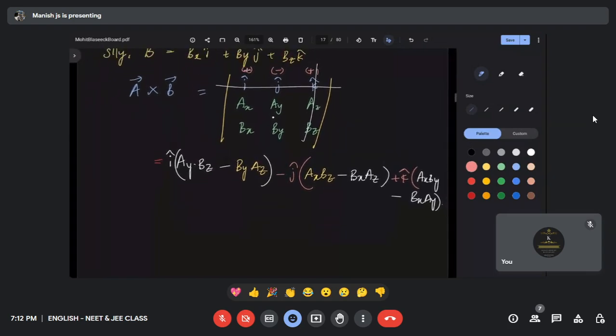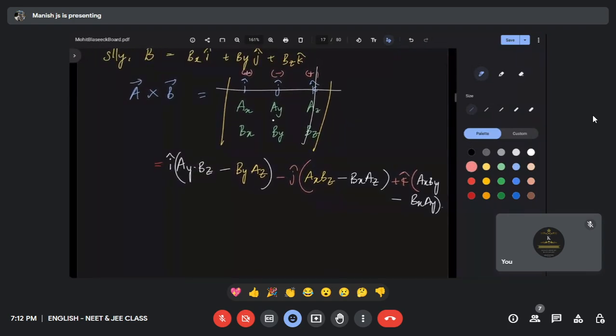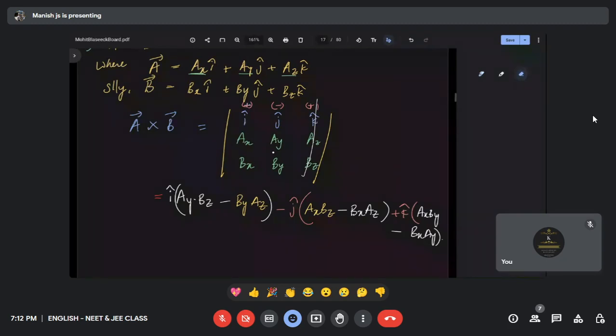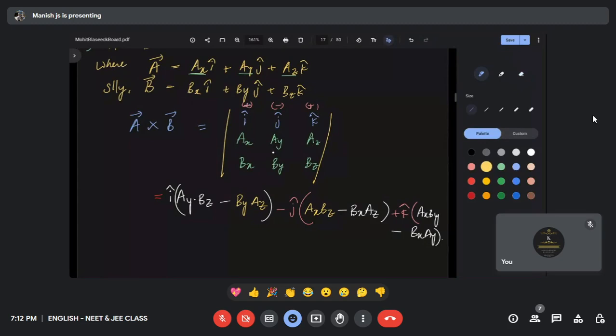So this is how you write the cross product of two vectors as far as the three-dimensional Cartesian coordinate system is concerned, when you have the unit normal vectors I cap, j cap, and k cap respectively. So this is how we do it. This method is called the matrix determinant method. So we would be using this directly to solve questions pertaining to cross product. Okay, so this is one important rule.